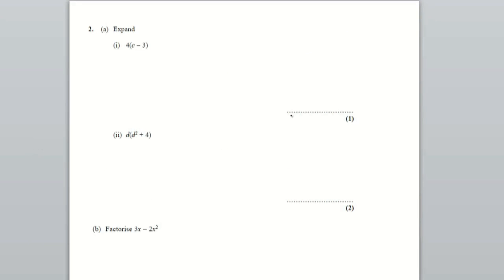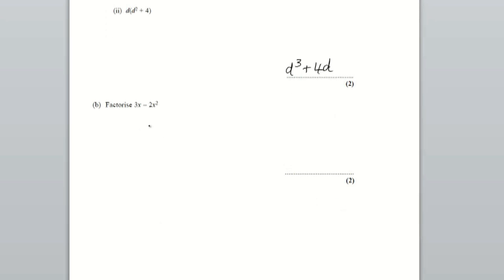Expanding, 1 mark for this, so you've got to get it correct. 4 lots of C, take away 12. Remember, everything in the bracket needs multiplying by the number outside. Similarly here, d lots of d squared becomes d cubed, d lots of 4 becomes 4d. The reverse here, what do they have in common? They have an x in common, and then we get 3 take away 2x inside the bracket. Usually 1 mark for the factor outside, 1 mark for both terms inside the bracket.